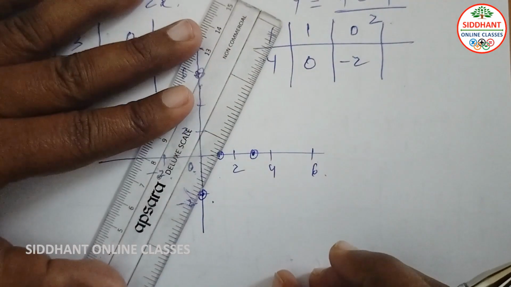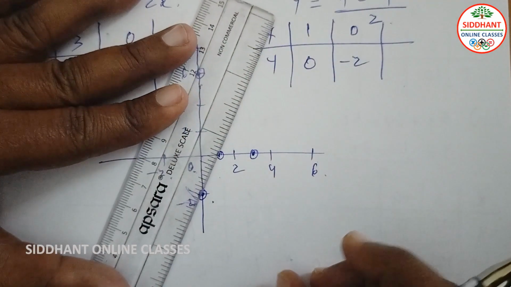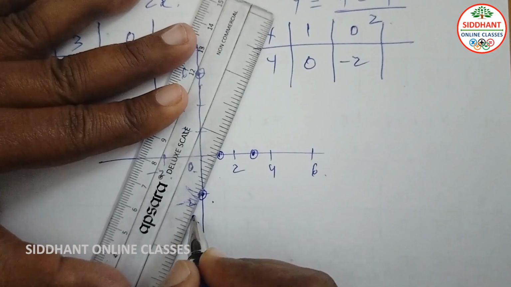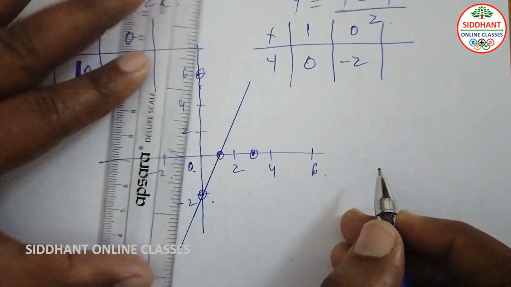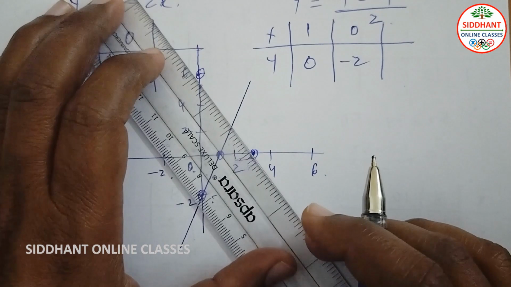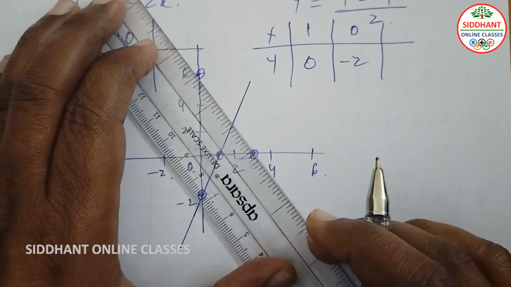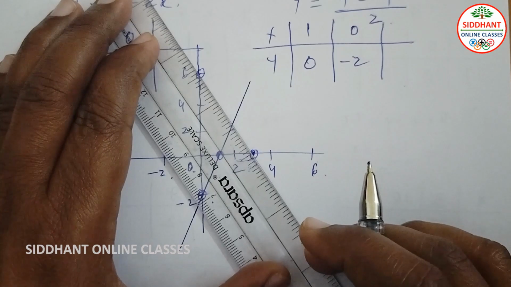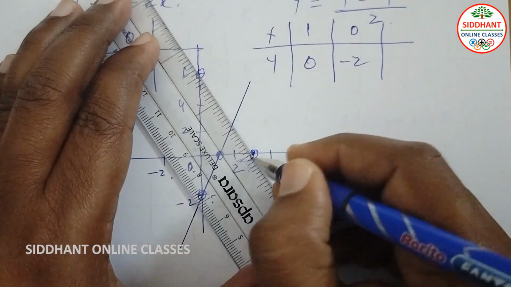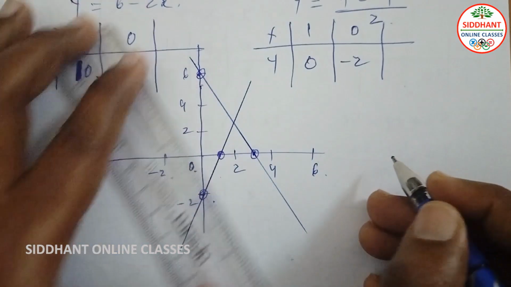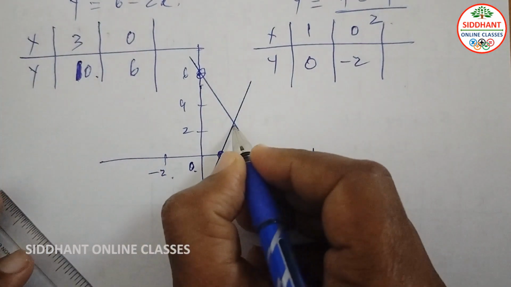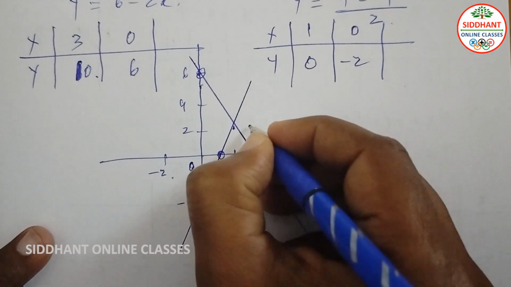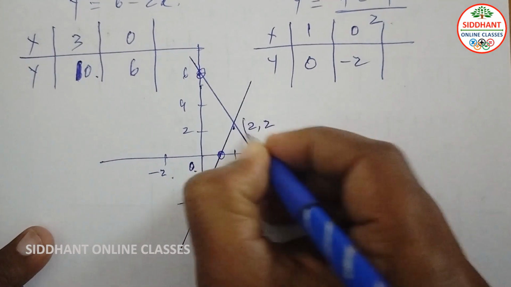So when you are going to join the points here, around here we are going to see which will be 2 comma 2 here.